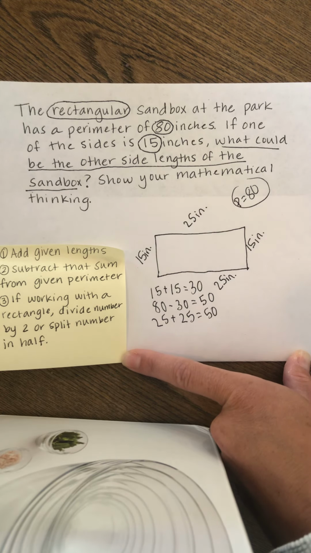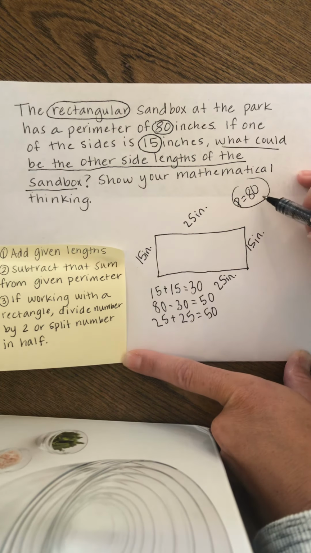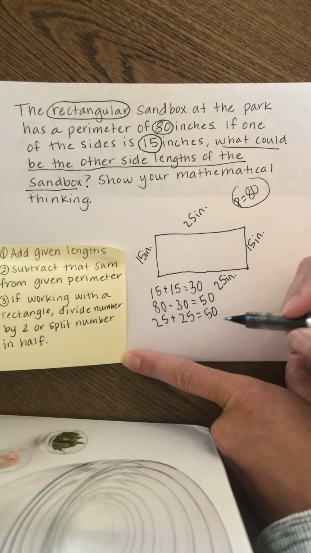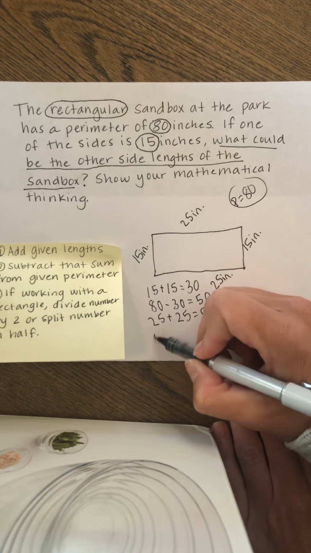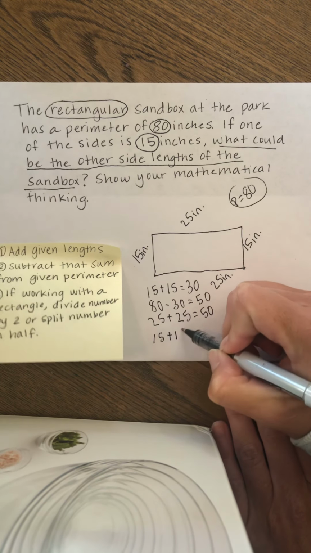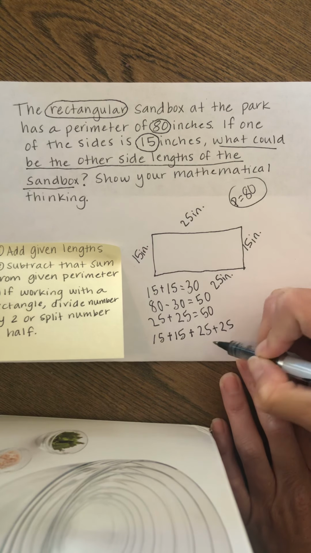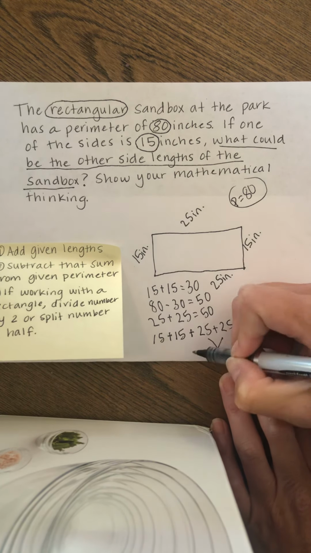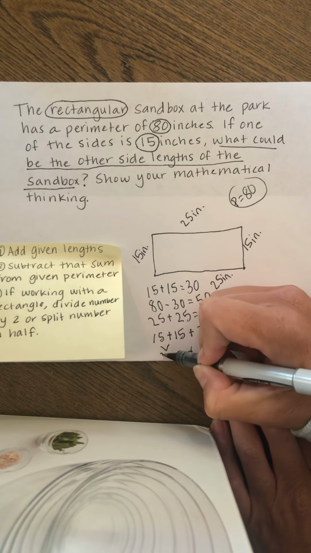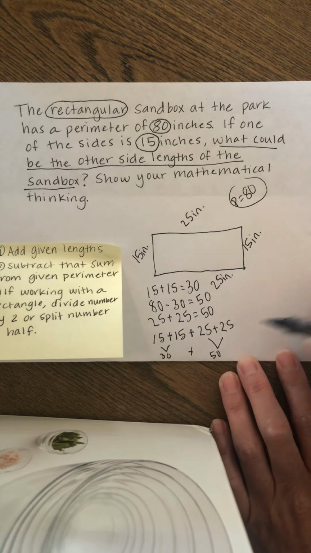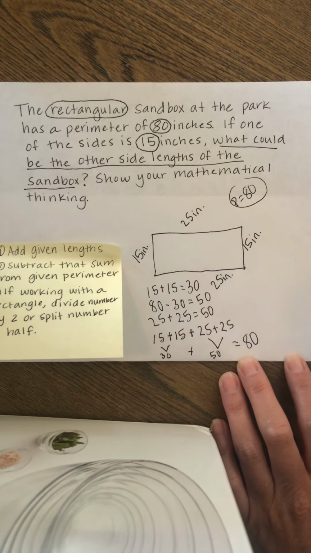But one thing that we want to do to make sure that we haven't made a mistake is to go back and check our answer. And we can do that by adding up all the sides and making sure that our perimeter equals 80. So let's do that. 15 plus 15 plus 25 plus 25. So we have 50, we have 30, and we know that 30 plus 50 equals 80. Look at that, 80 and 80.